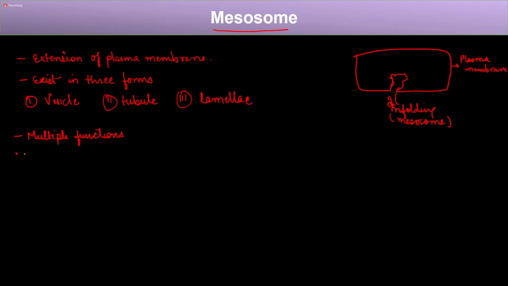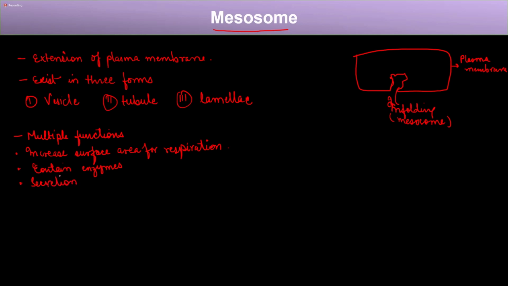such as, first, it increases the surface area for respiration. So all cells respire, right? So the mesosome, because of this infolding, increases the surface area for respiration. Secondly, there are certain enzymes attached to these mesosomes and hence they are useful to catalyze various reactions. So these mesosomes contain enzymes. Thirdly, these mesosomes also help in secretion.